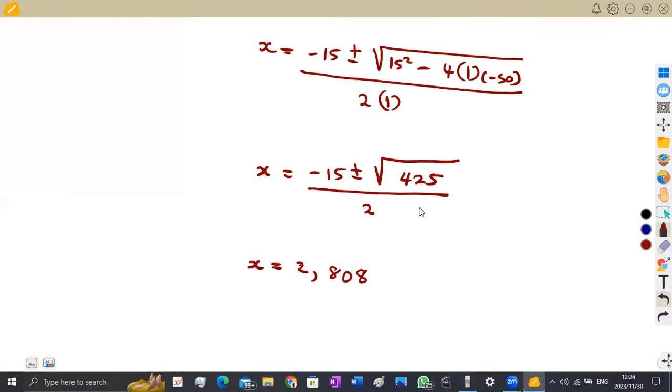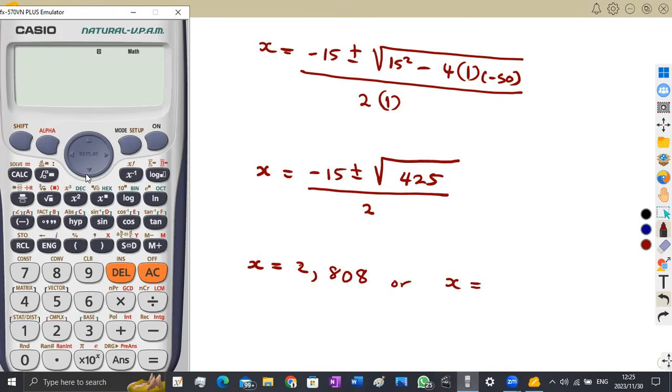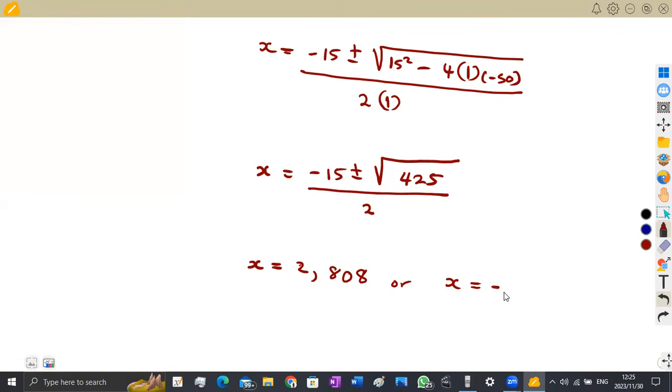All right, anyways, let's find the negative one. For the negative, we are going to have X equal to negative 15 minus the square root of 425, everything over 2. For the negative, we are going to obtain negative 17,808, because the 7 is going to change this into 8.